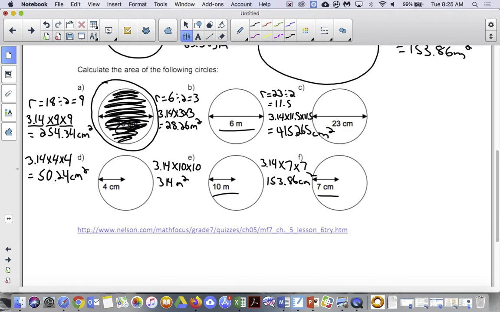Two different things. And area always has square units, and circumference is a length, so it's just meters or centimeters. Okay, now that you have tried the lesson, you may begin your homework.